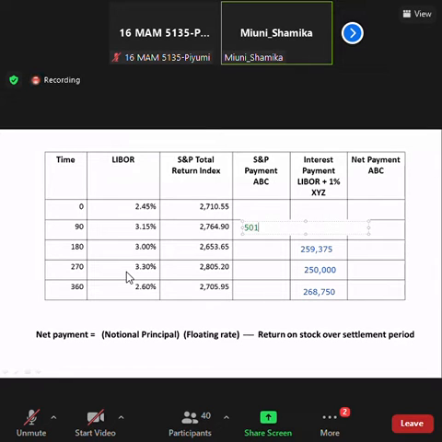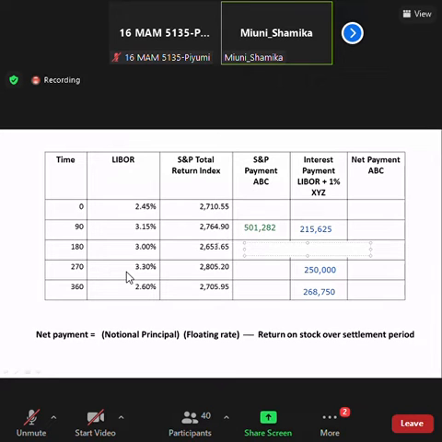501,282. So let's check how to calculate the rate of return. The ending index is 2,764.9. Beginning, that is 2,710. Therefore, what you have to do? Ending divided by beginning. 2,764.90 divided by 2,710.55 minus 1. That answer minus 1 will give you the rate of return. So that is 0.02005 as a percentage, 2.005. This into 25 million, that is 501,282. So that's correct.